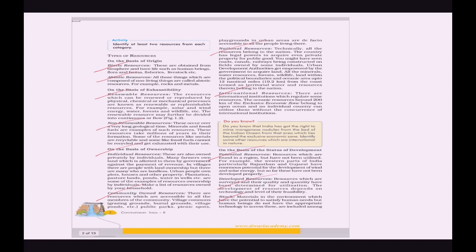right? So that's why we say that we should use these non-renewable resources sustainably, so that they are kept for future use also.